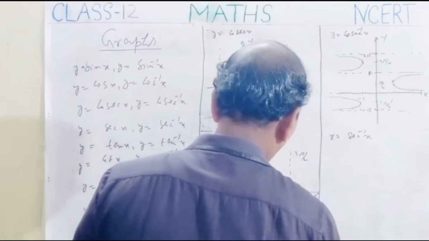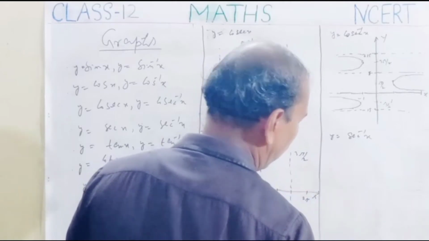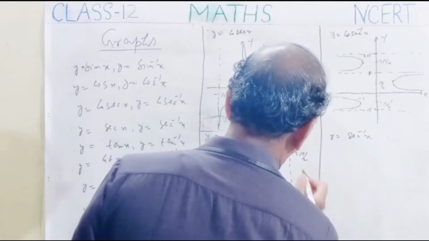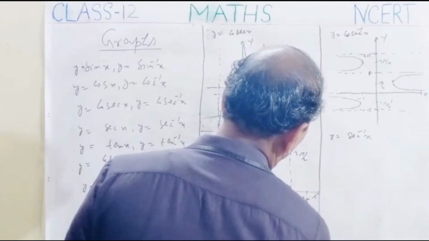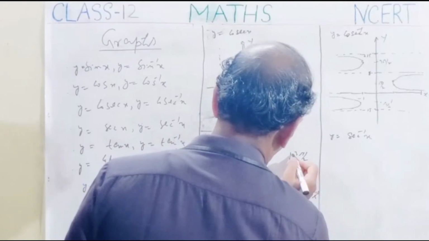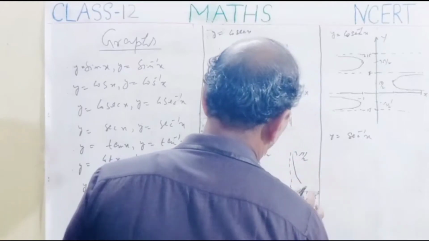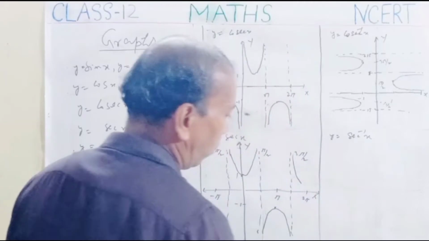Since it is not defined at 3 pi by 2, the point I can take in this way, and the graph will be something like this. This will be the graph, where the value at this point is equal to 1.